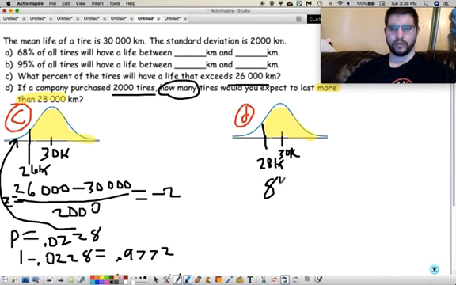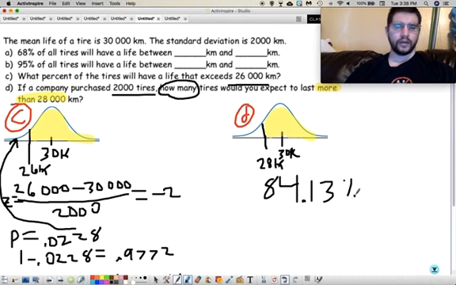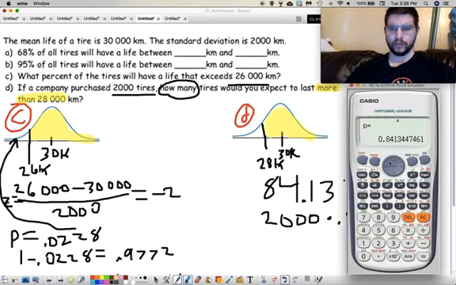So we have 84.13%. Okay. So what I'm going to do with that is multiply by the 2,000. Go to mode 1, just do 2,000 times my answer, and I get 1682.7, so let's do 1683.